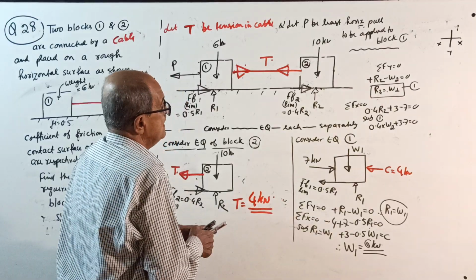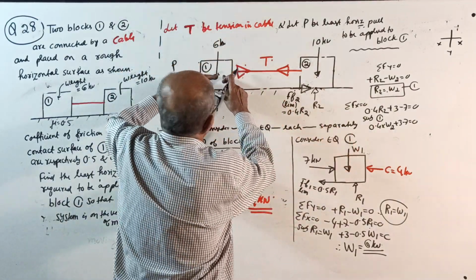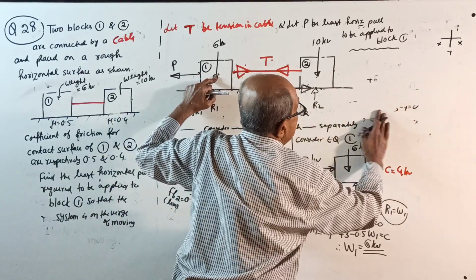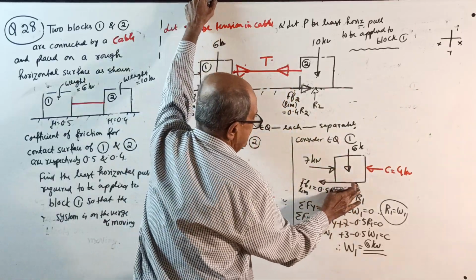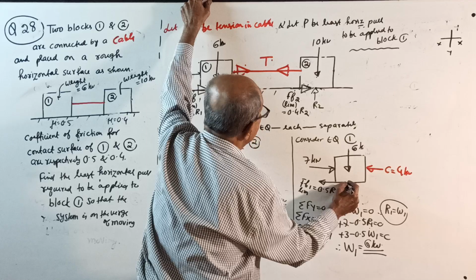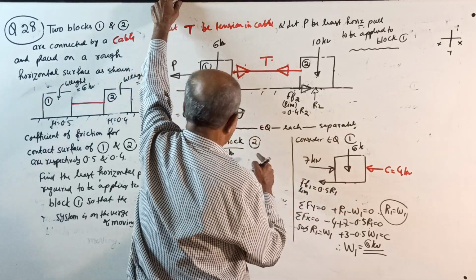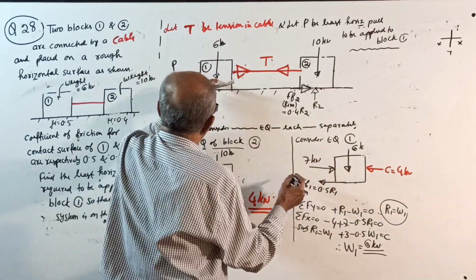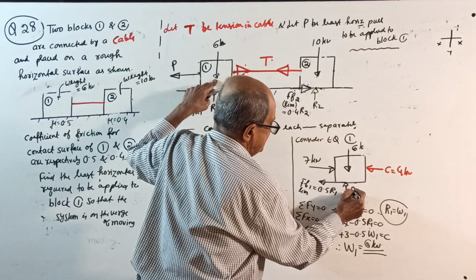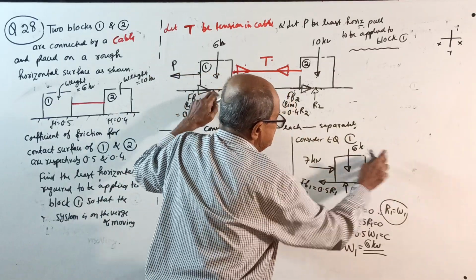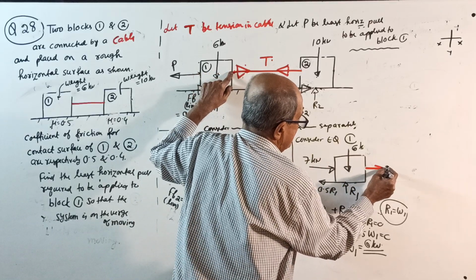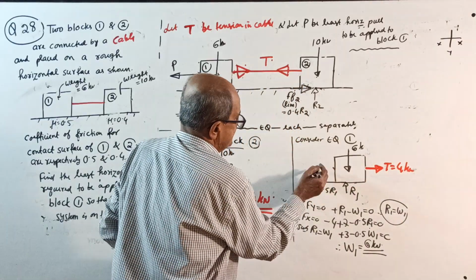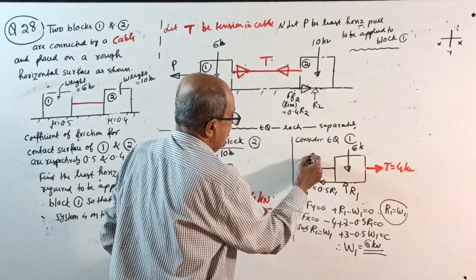Okay. Now consider equilibrium of block 1. Weight is 6 kilonewton. Normal reaction is R1. Which one am I doing? This one, 6 kilonewton, block 1, with normal reaction R1. And there is a tension here, T equal to 4 kilonewton. And here, there is a force P which is required to be found out.